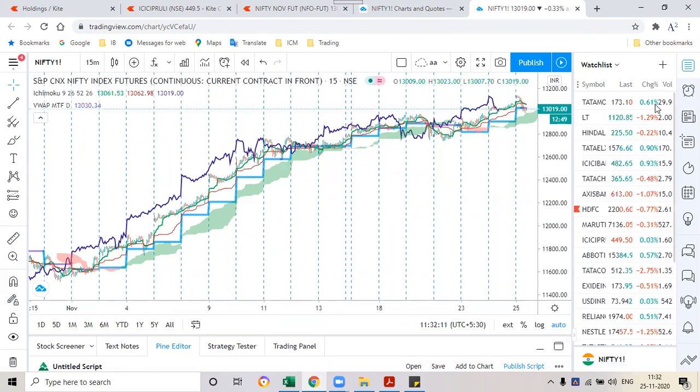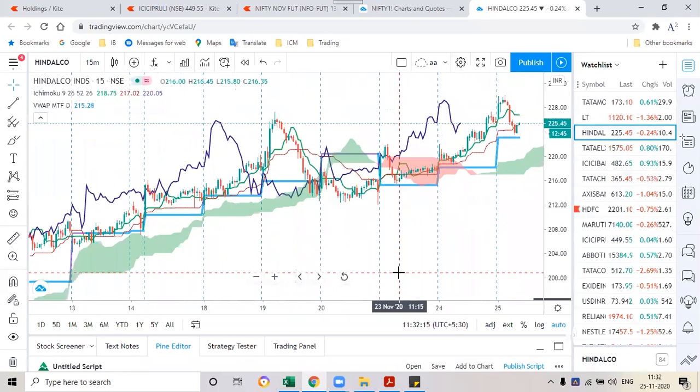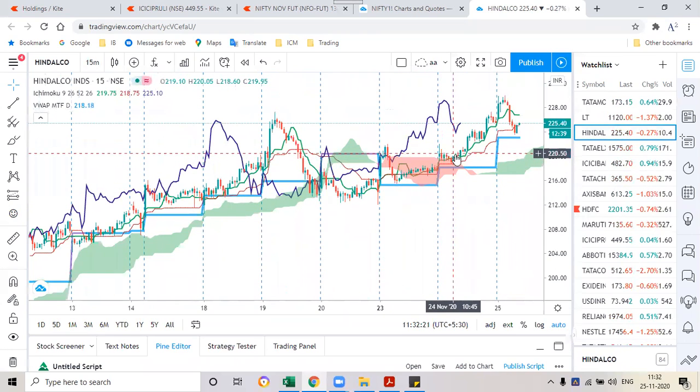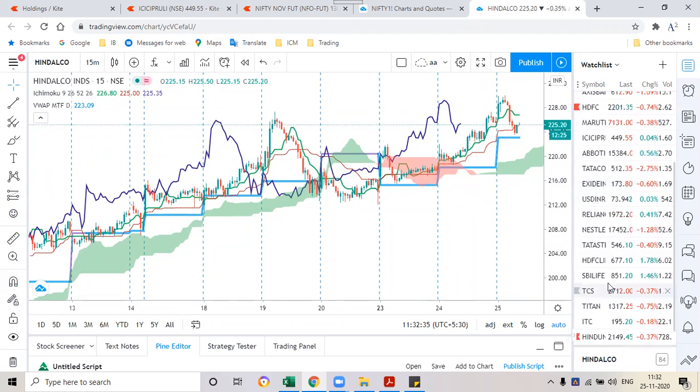You do that, like Hindalco, for example. If you look at Hindalco, see here, the price broke here, the cloud also broke here, around 220 level. So I went and took Hindalco around 221, 222 level, and then it went to 230. I sold some, and I'm just holding some quantity here. Then you keep getting it.